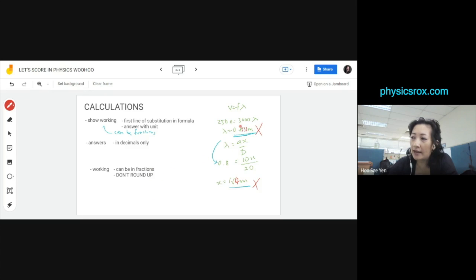Or you can, for example, leave the calculation here: lambda equals 2,500 over 3,000. Let's say the question is not asking for lambda, it's asking for x. Then you take this fraction and put it in here, 2,500 over 3,000 equals 10 over 20x or something like that. Then you get the final answer, which you can write in decimals. I want to emphasize this because every year I see students round up halfway and then can't get the final answer correct because they rounded up too much.